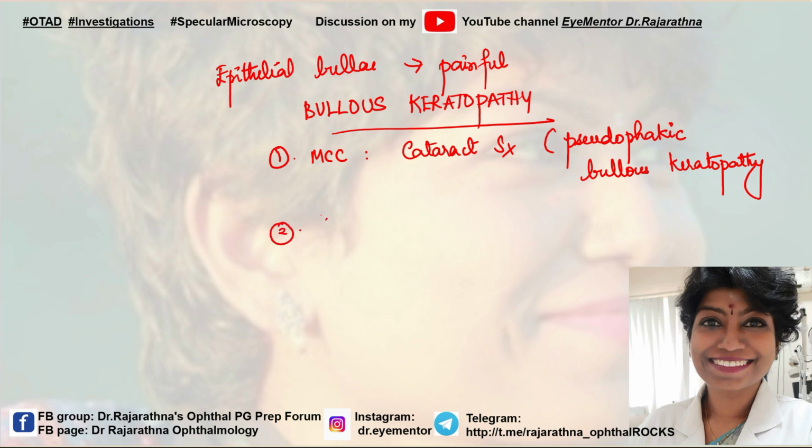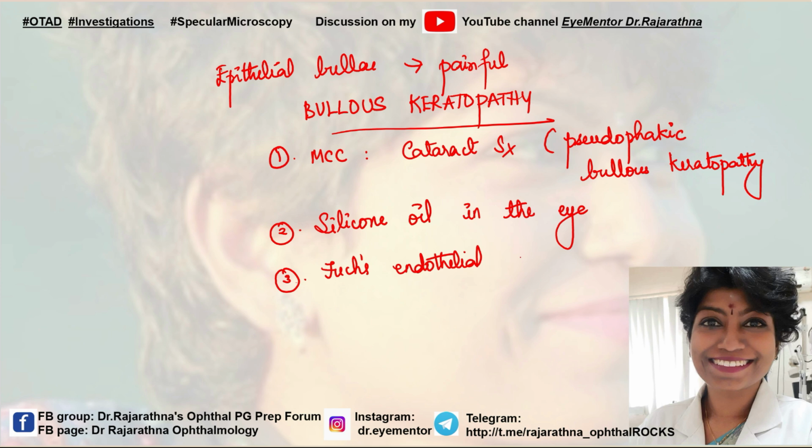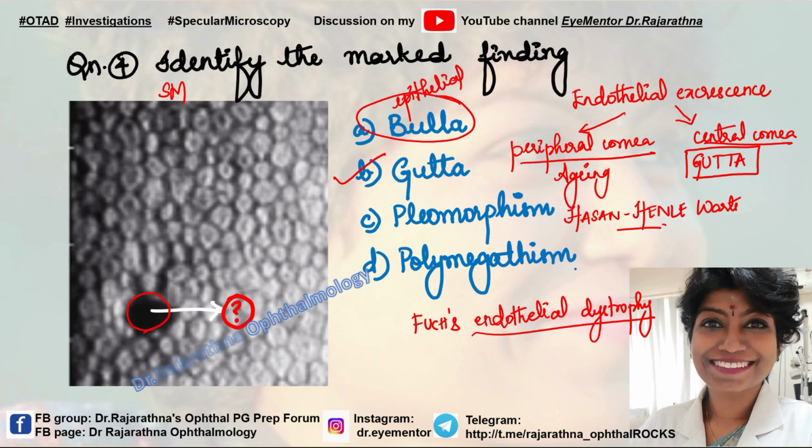You can also see it when there is silicone oil in the eye. After a vitreoretinal surgery, after vitrectomy, if we have used silicone oil as a vitreous substitute, that can also cause bullous keratopathy. And just now what I told you, Fuchs endothelial dystrophy. If you do not have this in your notes, take down your notebook, take down cornea, and please add this there, because you might remember it for now but forget it later, so you better make a note of it. So this is about the bullae. Bulla is seen in the epithelial layer.